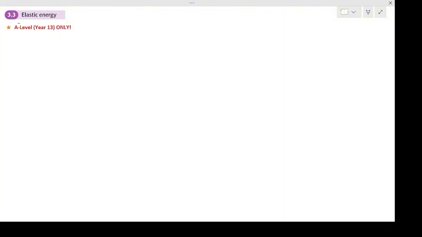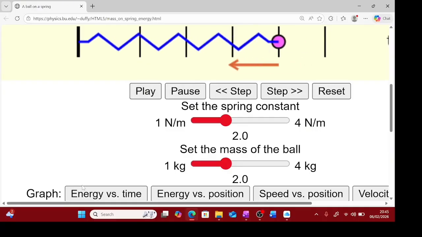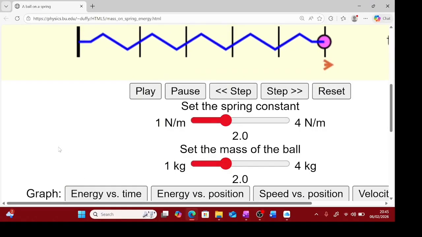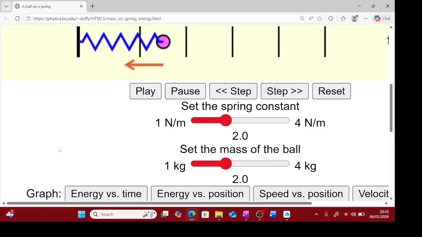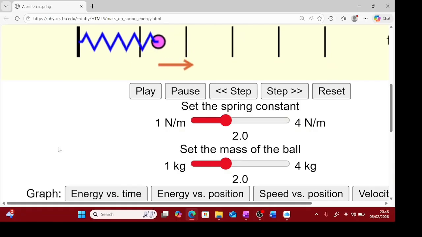So firstly, I'm just going to play you a visual to help visualize what's going on here. Okay, so I've got this visual here, and here I've simply got this ball on a spring, and it's just going up and down, up and down. It's being stretched and compressed and stretched and compressed. Okay, so hopefully you can see the movement there.